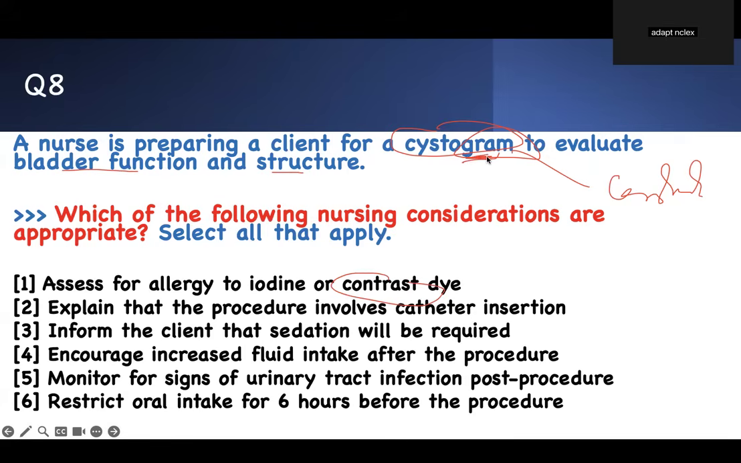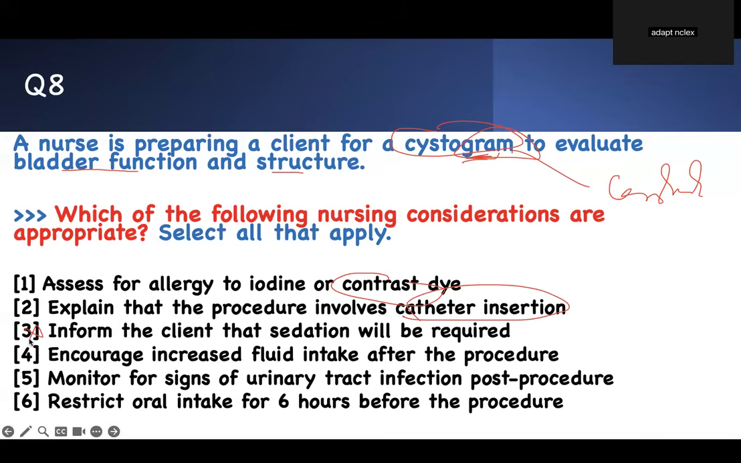Explain that the procedure involves catheter insertion, because I have to put the contrast into your bladder, so there should be a catheter in it. Inform the client that sedation will be required. Most of the time, there is no sedation, right? Cystogram is usually done in radiology. They put in a catheter and inject the contrast to look at your bladder. So there is no sedation. Encourage, this is an outpatient procedure.